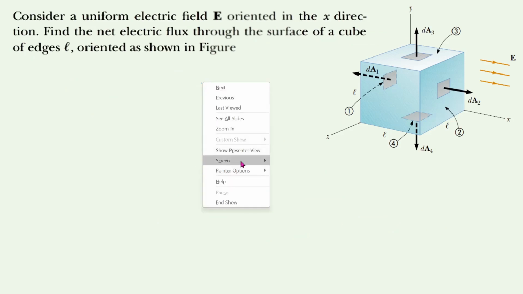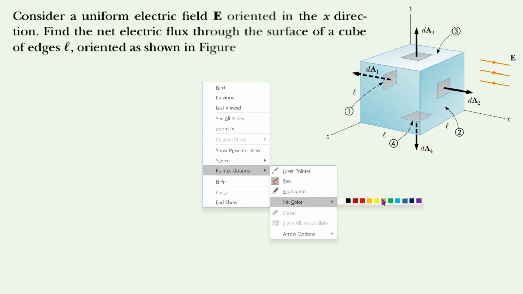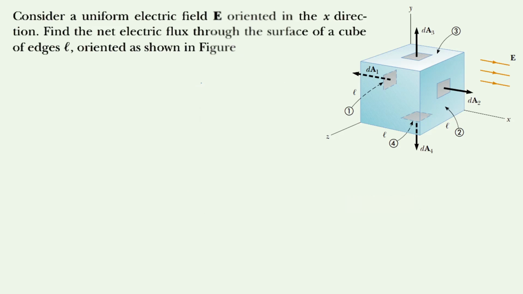Let us see another question. In the question, it is given that the electric field is oriented in the x direction. Find the net electric flux through the surface of a cube of edge L as shown in the figure. In this case, we need to find the total flux from surface 1, surface 2, surface 3 and surface 4.